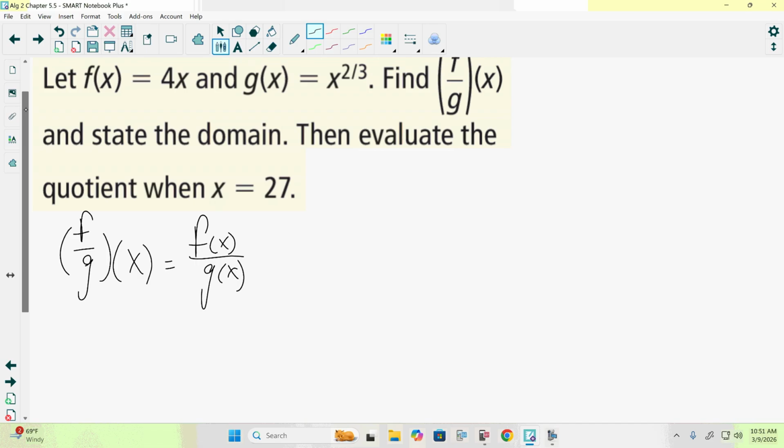f of x is 4x, g of x is x to the 2/3. We want to find f divided by g of x, and then evaluate what x is 27. Interestingly enough here, the domain is going to be all real numbers except 0. The only value x cannot be is 0.